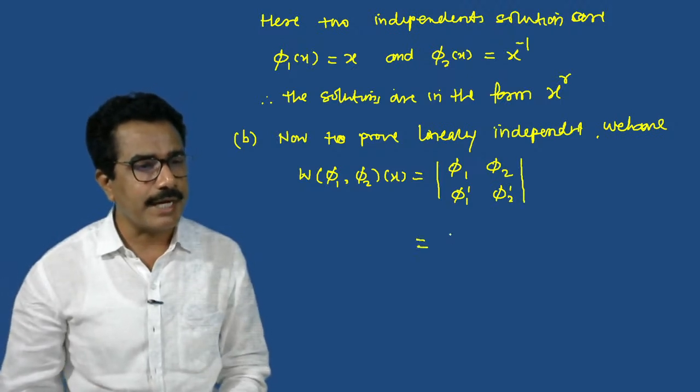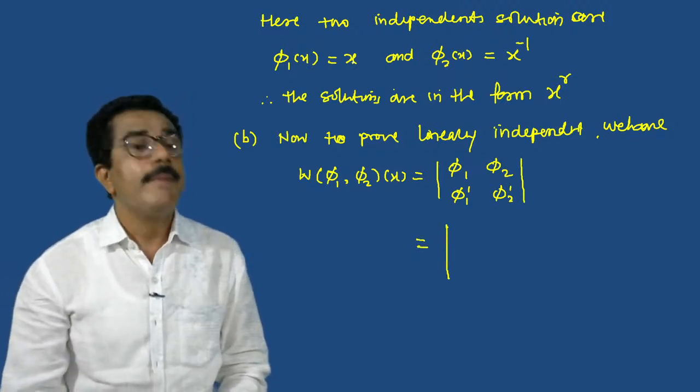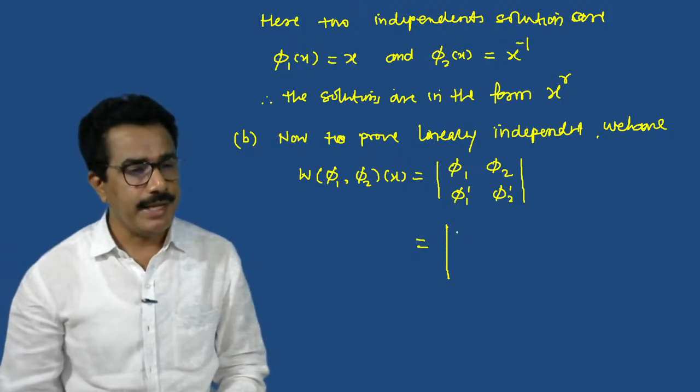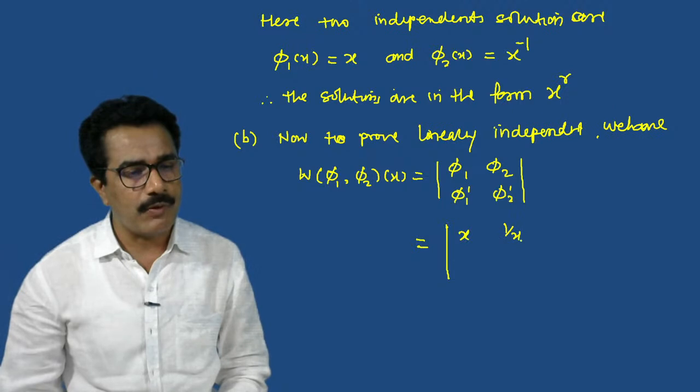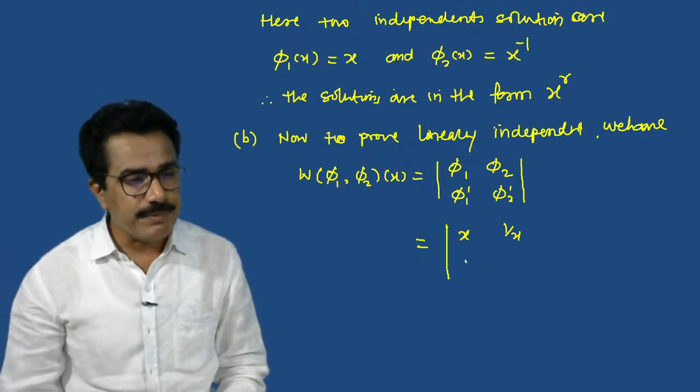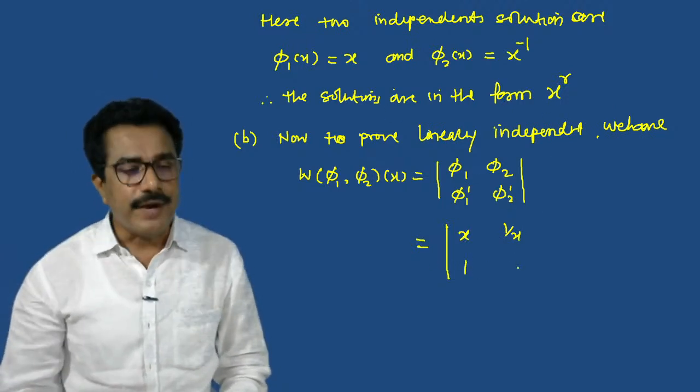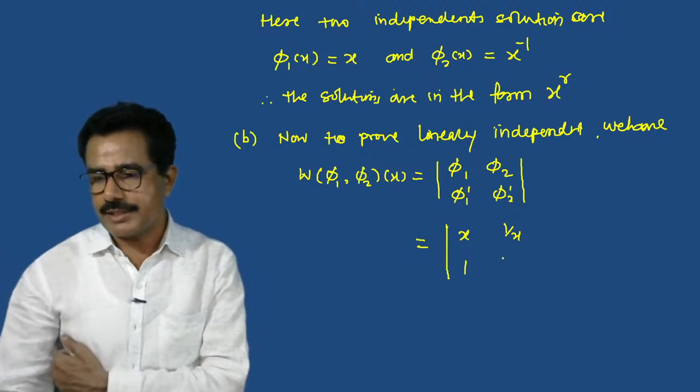So we can write, see this, phi1 means x, phi2 means 1 upon x, phi1 dash means 1, phi2 dash means, yes, very good Saddam.